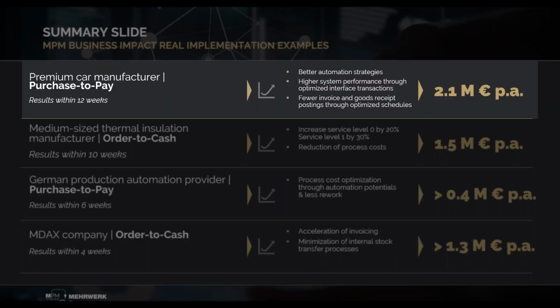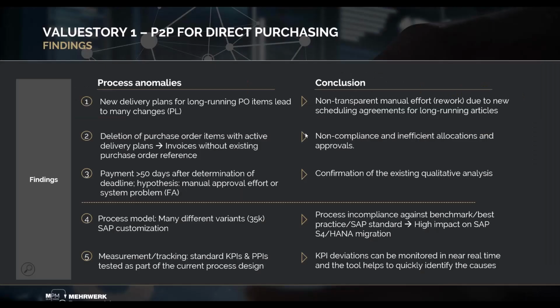Now we come to the first 2 cases. In this case, it's a purchase to pay for direct materials for a car manufacturer. What we did there is quite interesting because it was also a problem of interconnectivity. So we have long-running POs, and we had a lot of delivery plans created, and it was quite unclear for the purchasing department why the delivery plans were created. And when we went to the logistics department, they said, okay, we need to create those because delivery plans that were existing before cannot be matched with our SAP system.